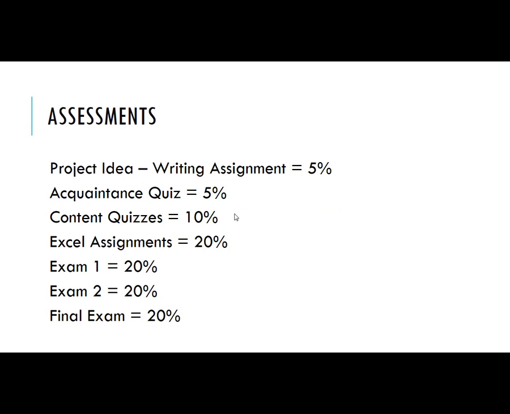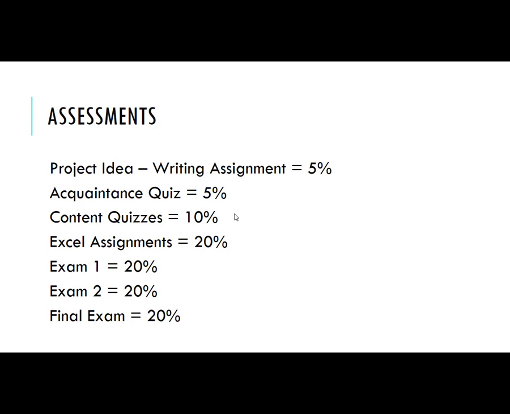Assessments, so how is it that you're going to get graded in this course? So how do you make a good grade in this course? There is a project idea, which is a writing assignment, which is worth 5% of your grade. That's already out on Blackboard, where you can look at the details and decide what you want to do. There's an acquaintance quiz, which is worth 5% of your grade.